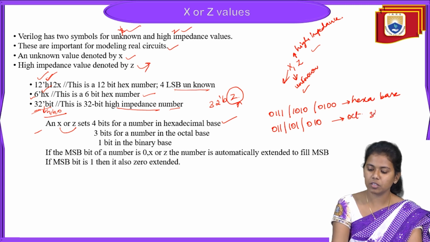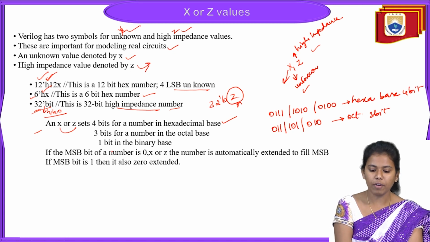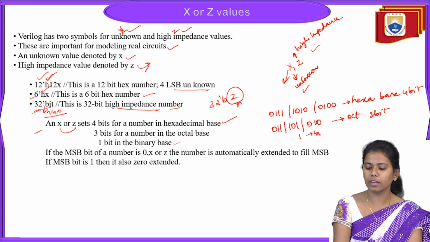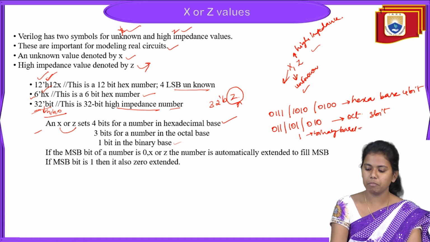That is 3 bits for octal, and it is 4 bits for hexadecimal. And 1 bit is binary base. Okay, for 1 bit, we represent binary. Binary base is 1 bit.